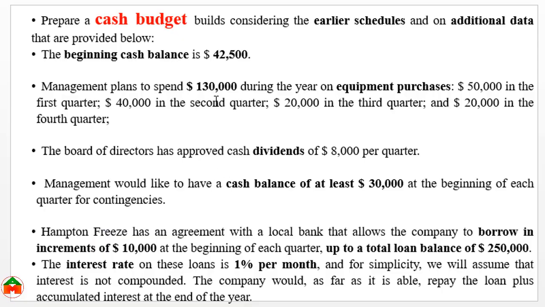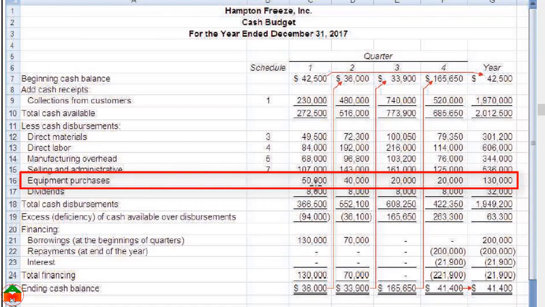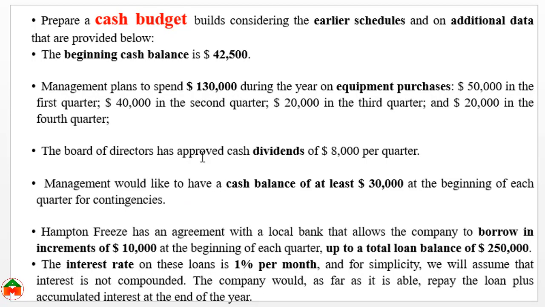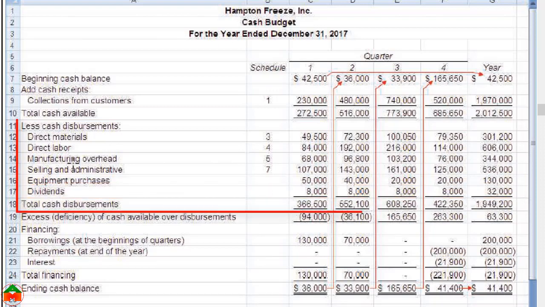From the additional information we can see the management are interested to purchase equipment total 130,000, and from that 130,000 in the first quarter 50,000, second quarter 40,000, third quarter 20,000 and fourth quarter 20,000. So we have shown equipment purchase accordingly. From the additional information there is a dividend payment 8,000 per quarter. So 8,000 is shown in each quarter because there will be a dividend payment.